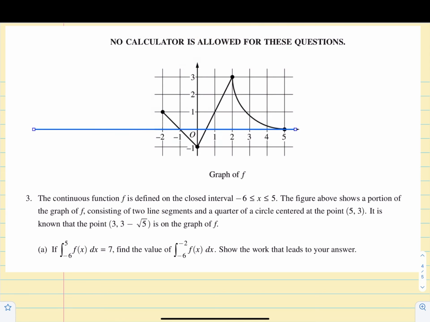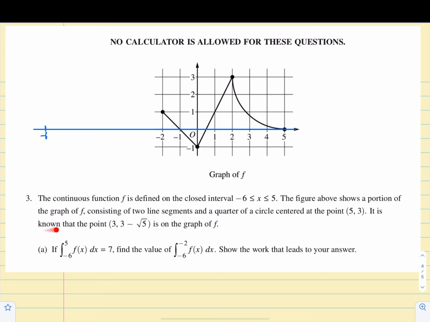And it also has a part from -6 to 5, and we don't know what it looks like from -6 to -2. It also shows a portion of the graph from -2 to 5, which consists of two line segments, I think this one and this one, and a quarter of the circle centered at the point (5, 3). It is centered in here, a quarter of the circle in here.